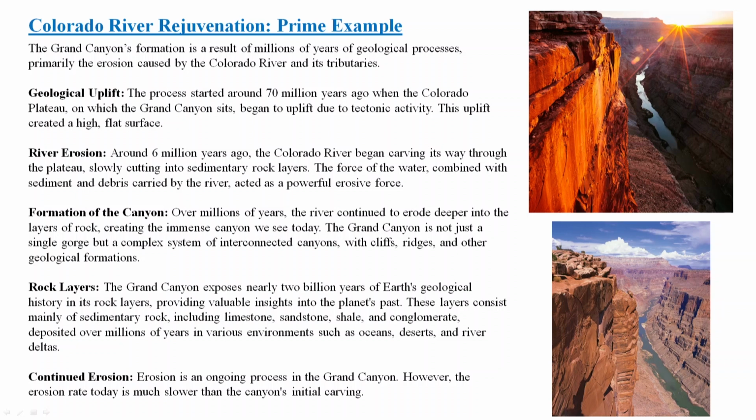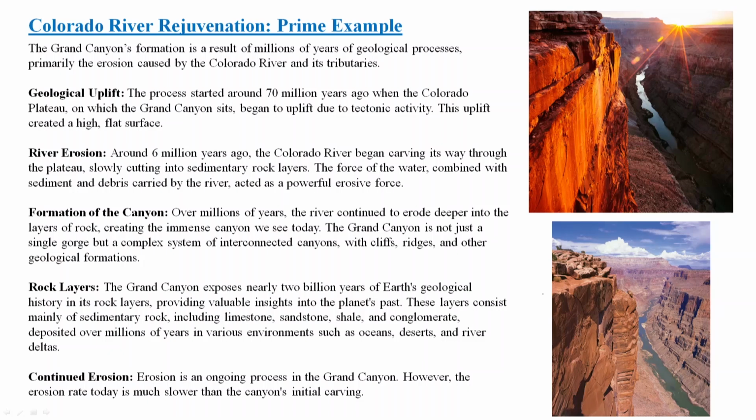So the Grand Canyon formed over millions of years. The river continued to erode deeper into the layers of rock, creating the immense canyon that we see today. The Grand Canyon is not just a single gorge but a complex system of interconnected canyons with cliffs, ridges and other geological formations. The Grand Canyon exposes nearly 2 billion years of Earth's geological history in its rock layers. So you can see that this kind of river rejuvenation can give you much more information than a simple history of a stream flow or a simple history of a river.